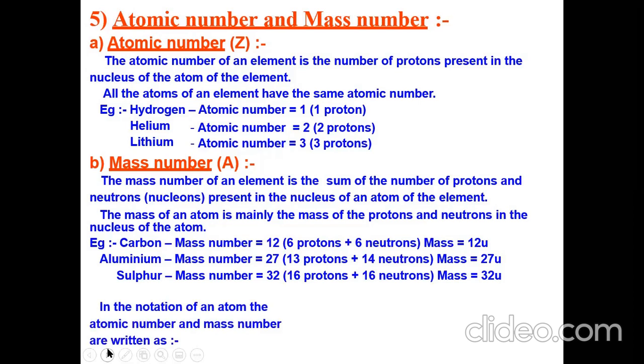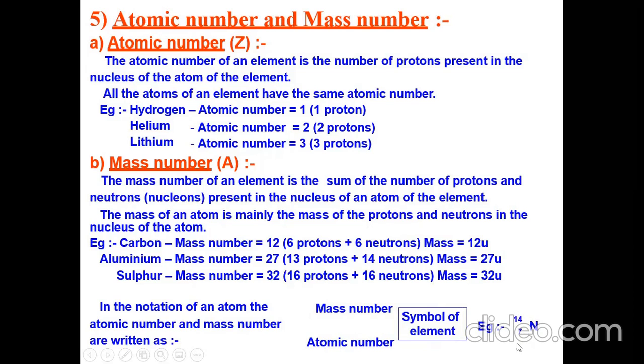Now, in the notation of an atom, the atomic number and mass number are written like this. Suppose an element is there, so the upper side number represents the mass number of the element, and the downside number represents the atomic number of the element. For example, see, suppose nitrogen, then 14 is the mass number, upper side 14 is the mass number, downside 7 is the atomic number of the nitrogen.